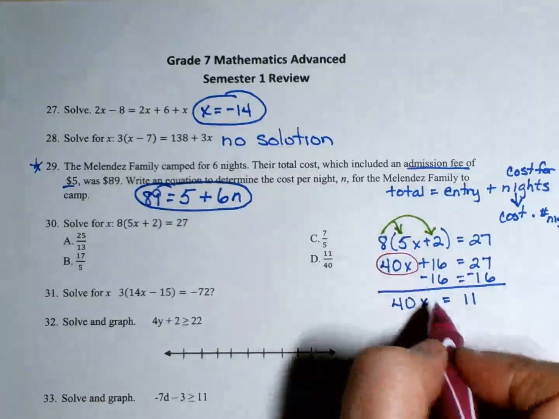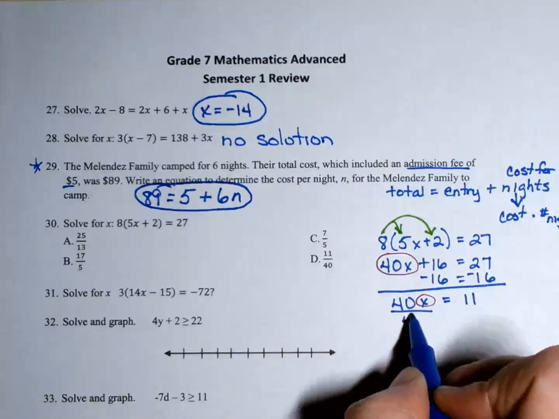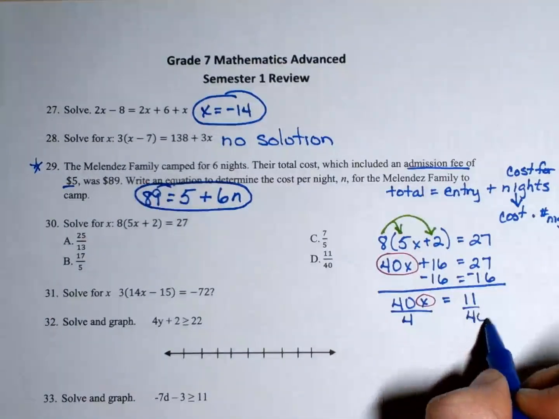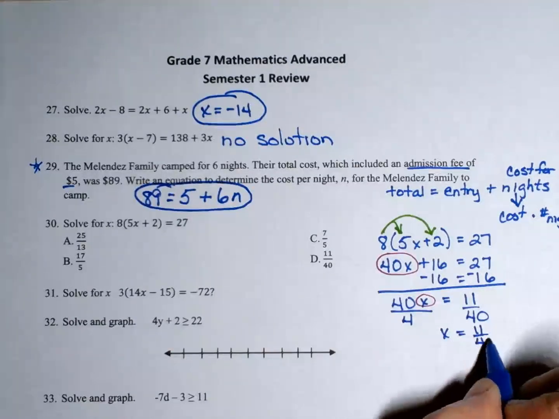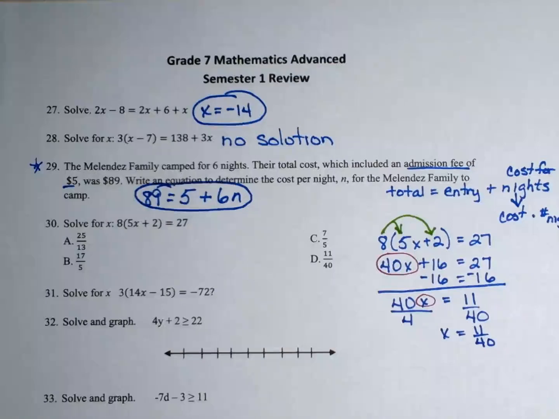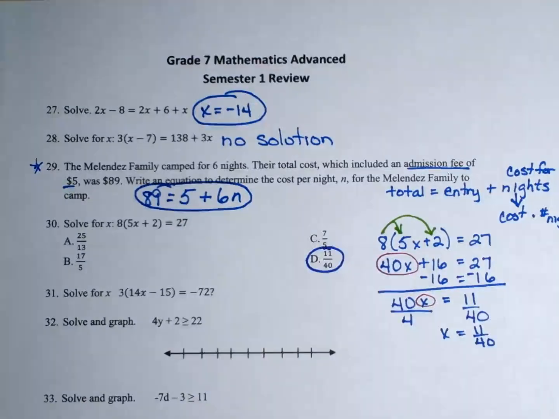And now I have to get that x by itself. So I'm going to divide both sides by 40. And I wind up with x equals 11/40. Which just so happens to be answer D.